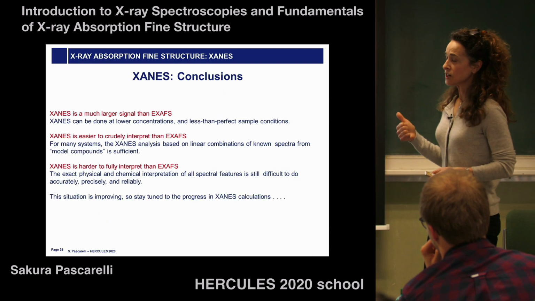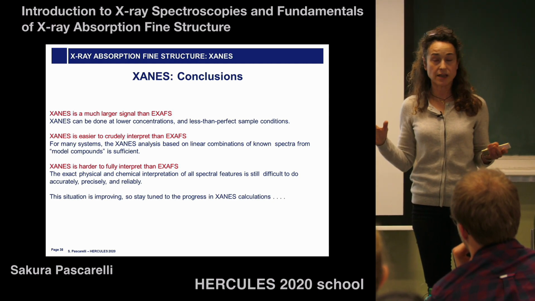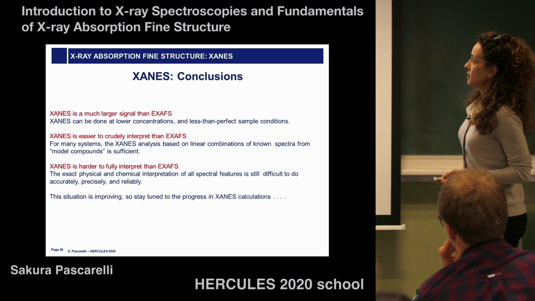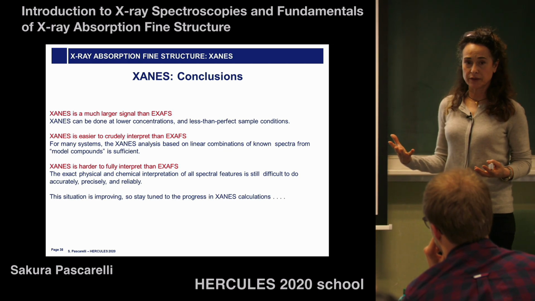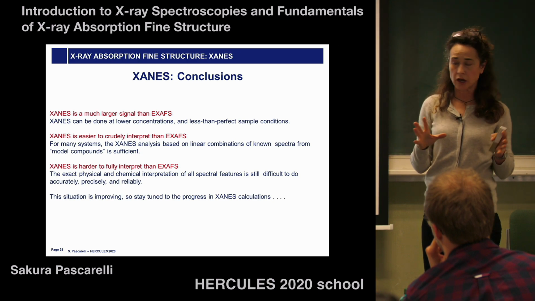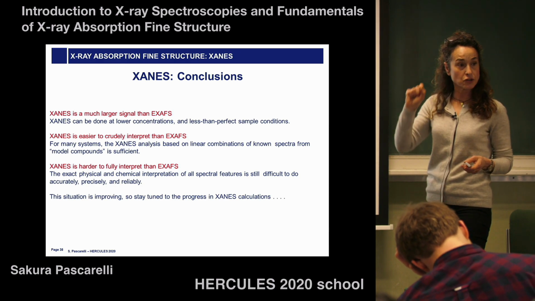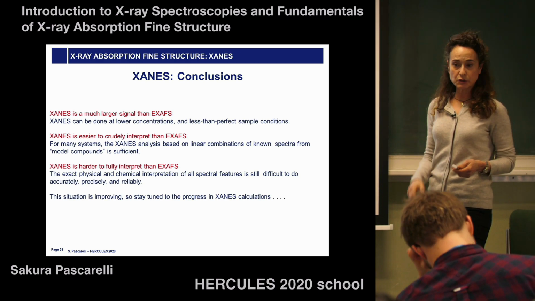Conclusions: XANES is a much larger signal than EXAFS because you see an edge. Sometimes you just see the edge. It's easier to crudely interpret than the EXAFS, because if you see a shift to the right or to the left, you already know more or less what's going on. But it's much more difficult to fully interpret. If you want to know exactly what all those features are due to, then it's much more difficult.